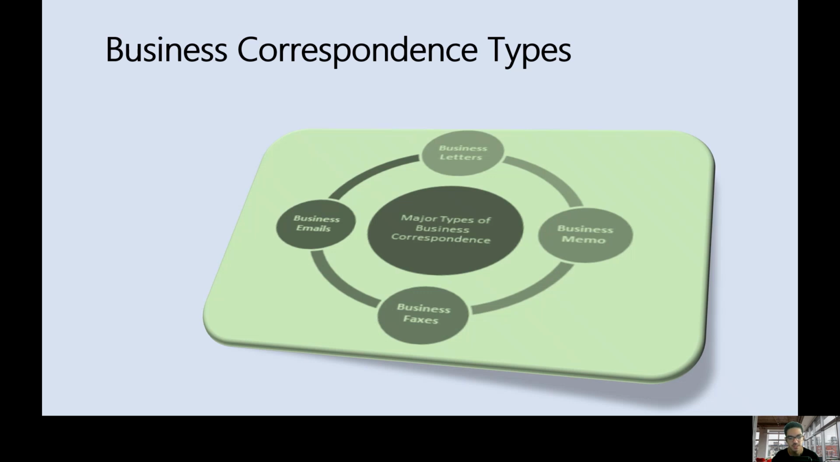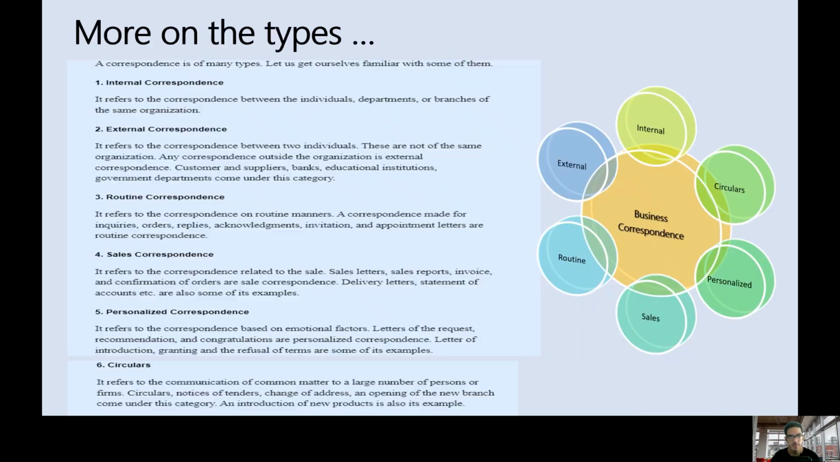So business emails, I will talk more about it later in this video. More on the types. Okay, so we talked about the different types, but I want to dive a little bit deeper here on the different types of business correspondence. So we have internal, external, routine, sales, personalized, and circulars. Okay, so what do each of these mean?